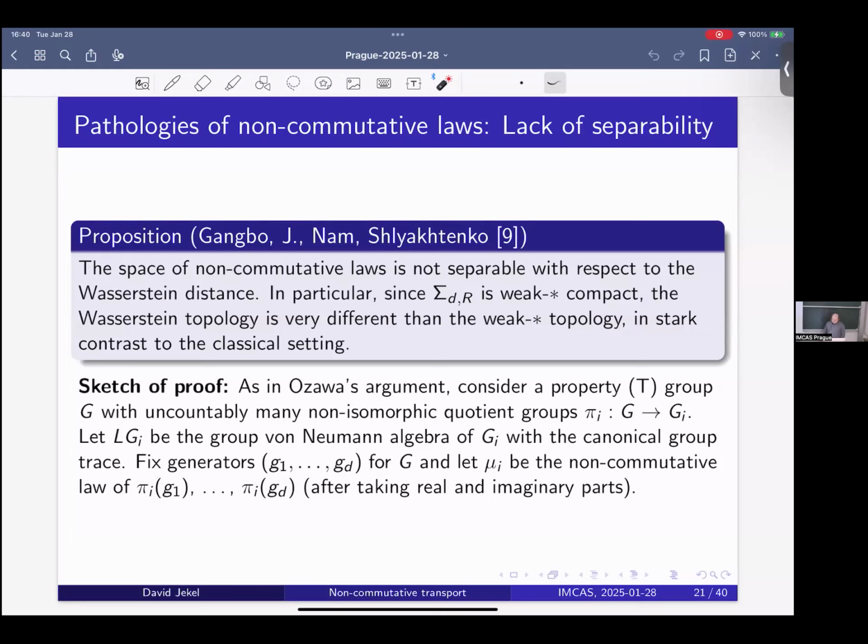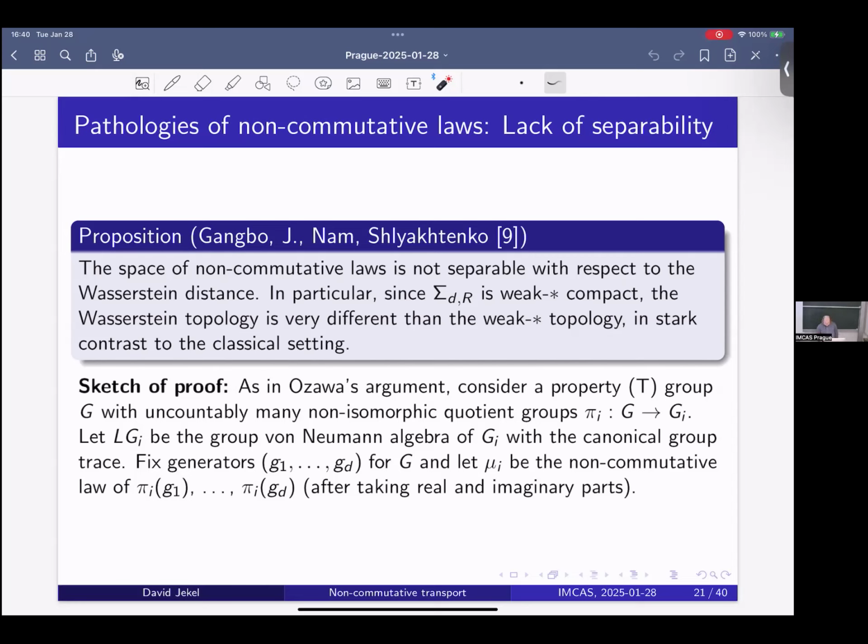So one, it's not separable with respect to the Wasserstein distance. And this would also imply that it gives you a different topology than the weak star topology, because in the weak star topology, the space of non-commutative laws should be compact. And if it was compact and metrizable, then it would be forced to be separable with respect to that metric. So it can't be giving you the same topology.